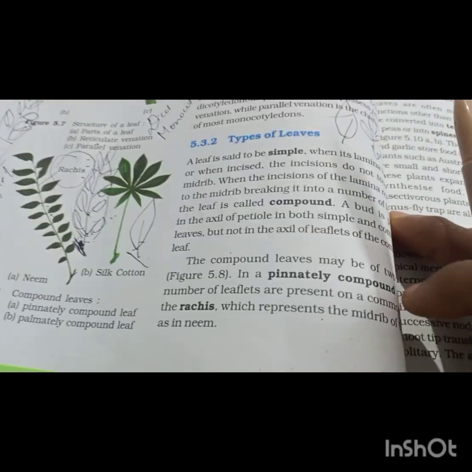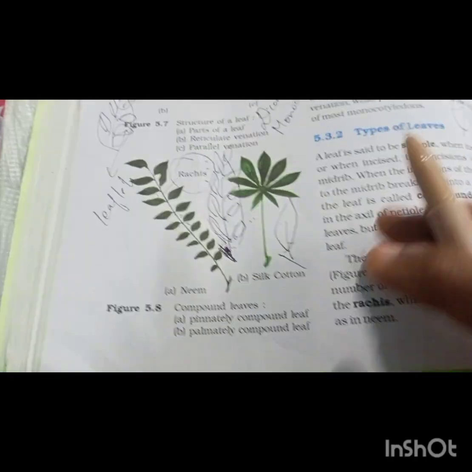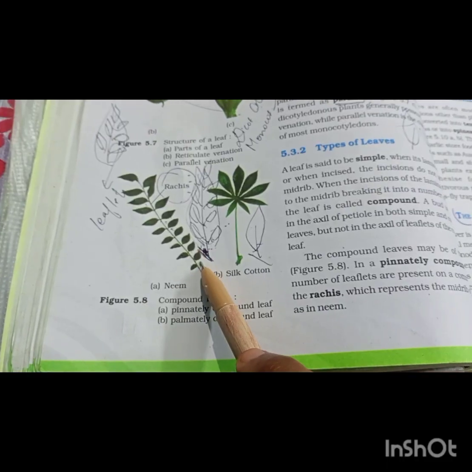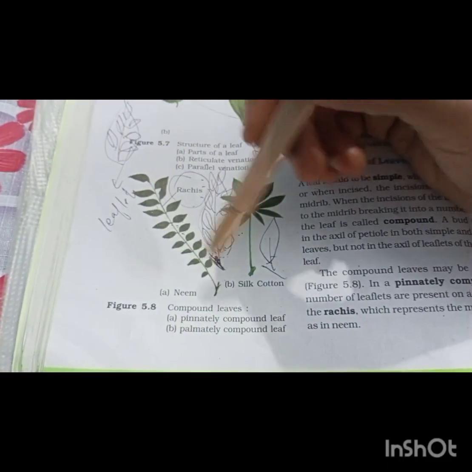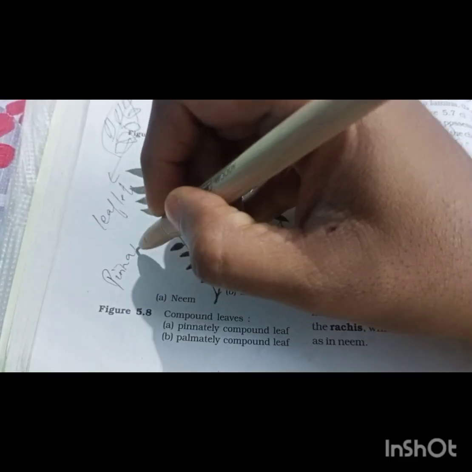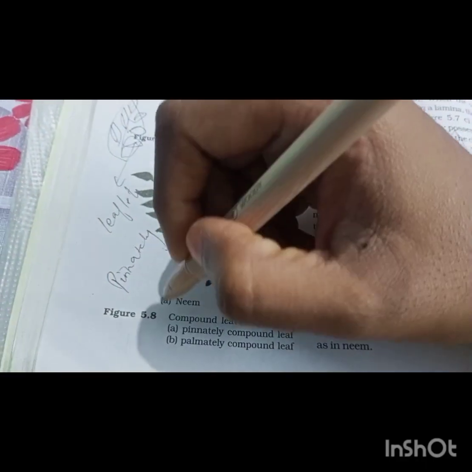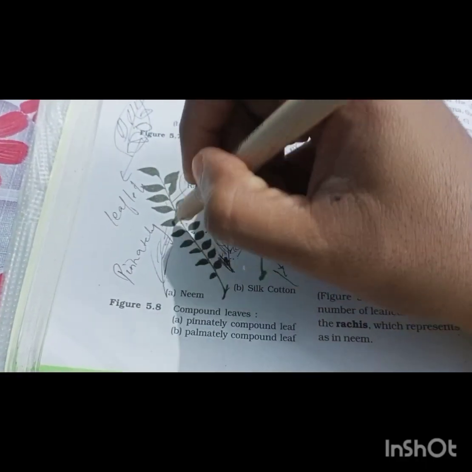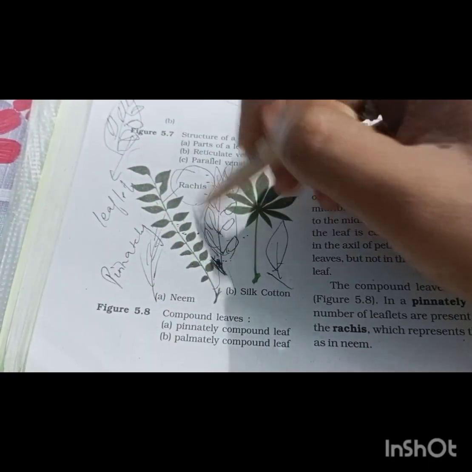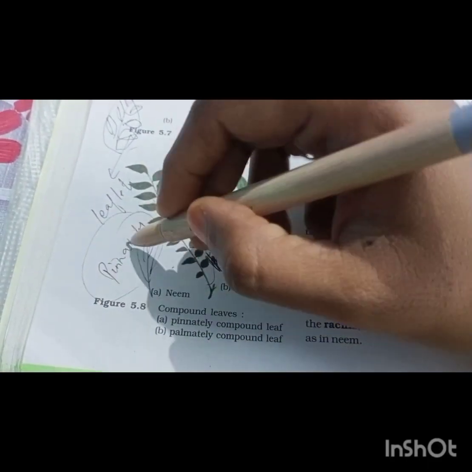In the compound leaf, if you see, there are two kinds. Here in this case, the leaflets are arranged on the rachis. So this is known as pinnately compound. If you see, it is in the shape of a feather. So if the compound leaf is in the shape of a feather, it is known as a pinnately compound leaf.